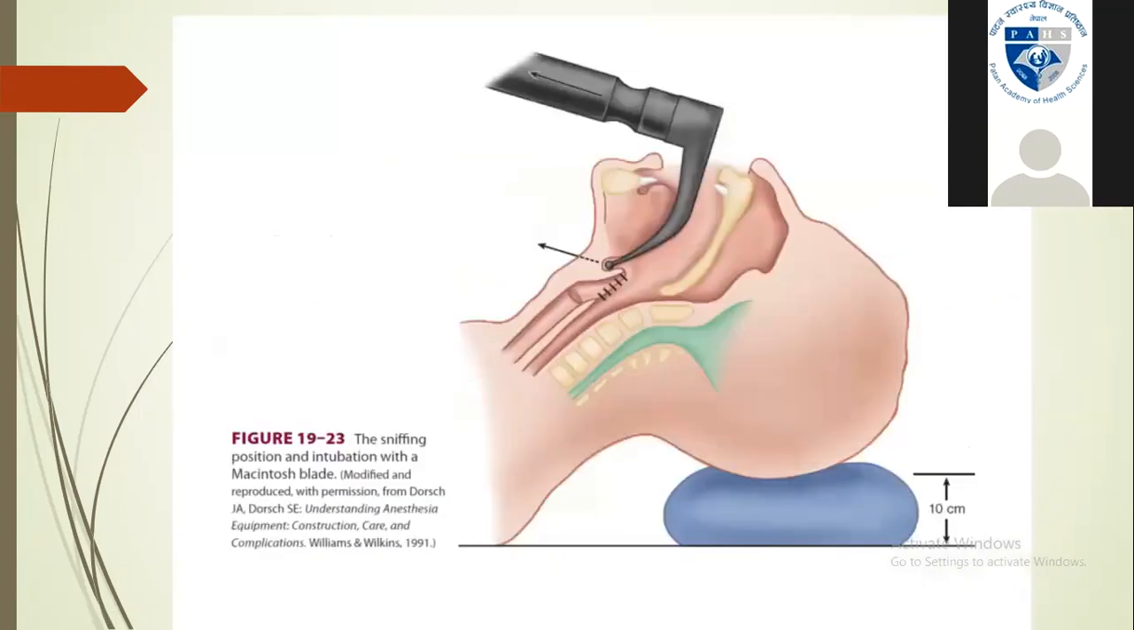So this is a sniffing position with flexion of the occiput and extension of the chin. It will keep the airway, our anatomical area, in a single line, and help in the procedure of intubation.